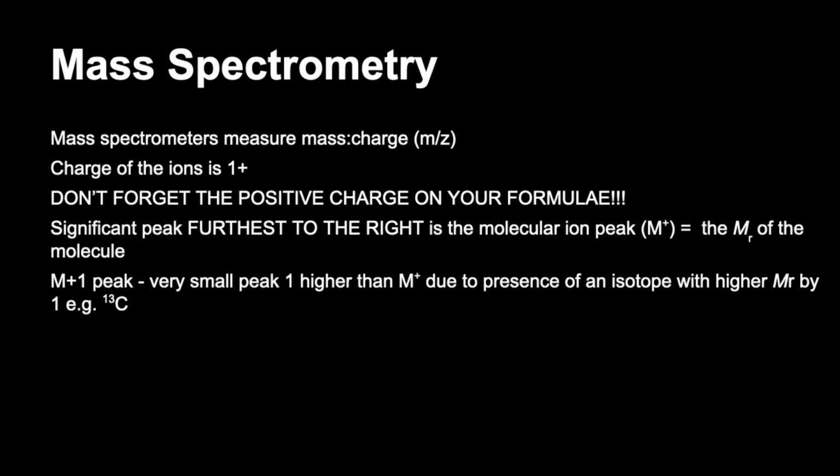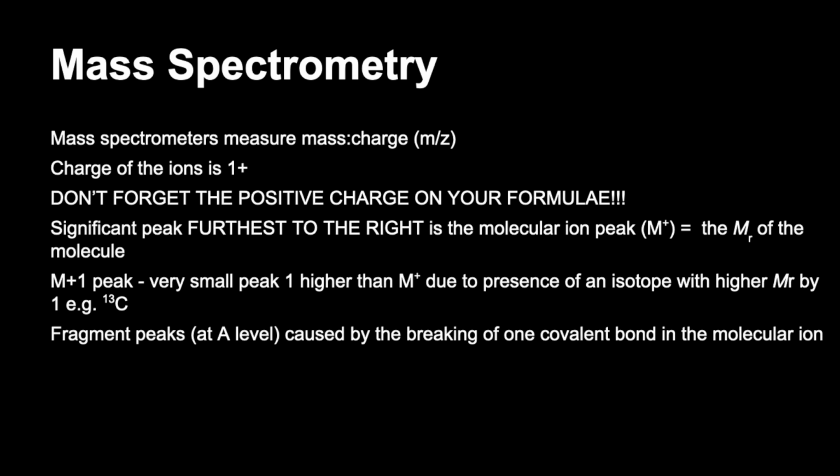Sometimes you see a tiny little peak that's 1 unit higher than the molecular ion peak. That's called the M+1 peak. Basically, that's due to one of the atoms being replaced with an isotope that's one heavier. So the classic example there is carbon-13. Remember, you don't just get this molecular ion peak, you get fragment peaks. So the easiest way to think about fragment peaks at A level is just start with your molecular ion and break one covalent bond in it.